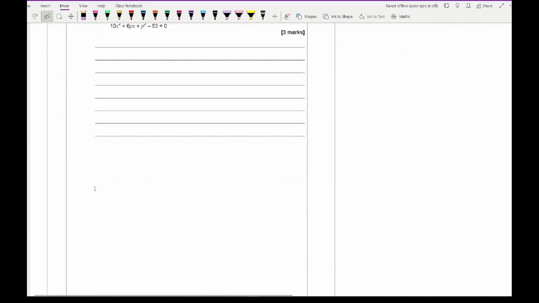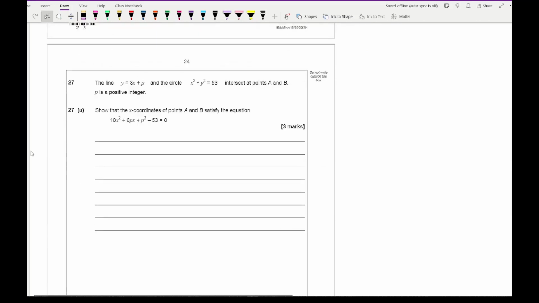Then looking at the next question, it says the line y equals 3x plus p and the circle x squared plus y squared equals 53 intersect at points A and B. P is a positive integer, so show that the x coordinates of points A and B satisfy the equation. What we want to do is substitute this equation into this one. So wherever I see a y, swap it with 3x plus p. So from x squared plus y squared equals 53, I'm going to swap this y with this. So x squared plus, it's going to be (3x plus p) squared equals 53.